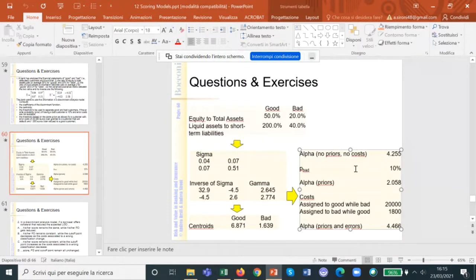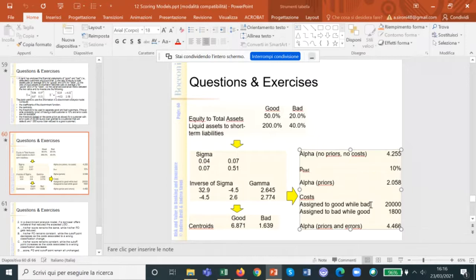Now we're saying the prior probability of being a bad company is 10%. Now, if this is the case, we can compute the cutoff point taking into account the PD. That is, remember, alpha minus the natural log of the ratio of the two probabilities. And because this ratio is lower than 1, the resulting alpha prime with the prior probability is lower. So the model becomes more optimistic, less selective.